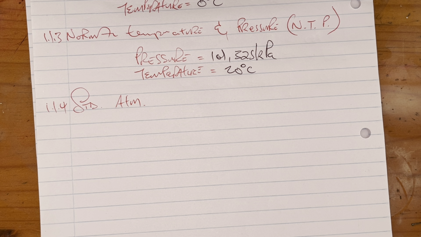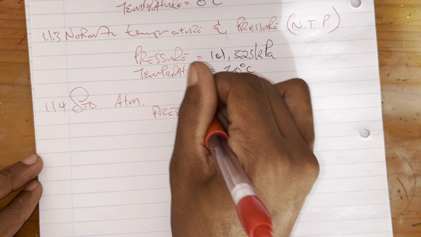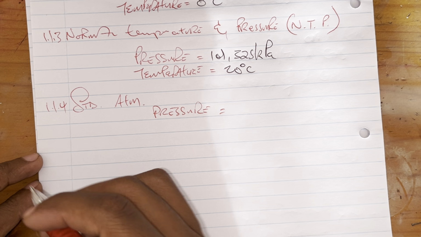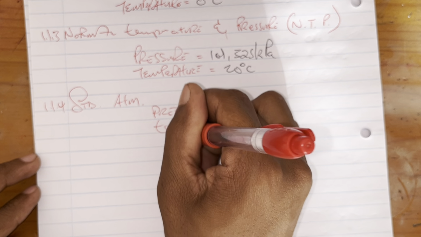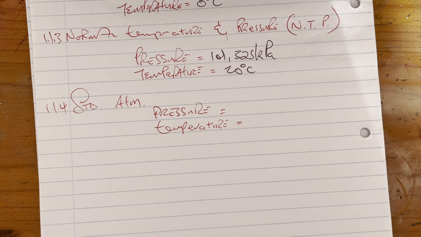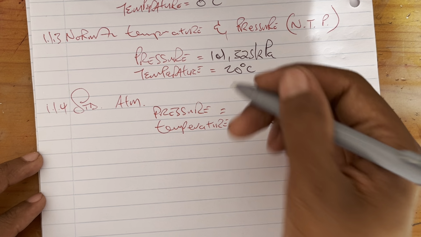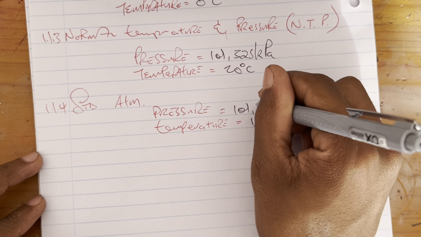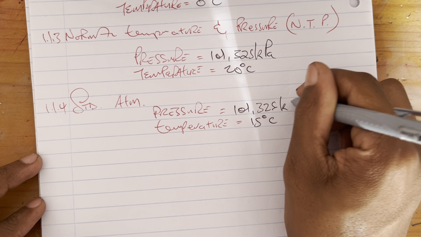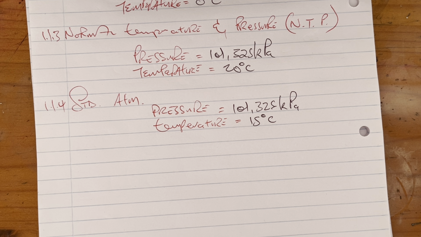Standard model of the atmosphere adopted by the International Civil Aviation Organization, okay, where pressure is equal to, and then also temperature is equal to 15 degrees Celsius, and then your pressure is 101.325 kilopascal. Okay, right. So that is what's happening over there.